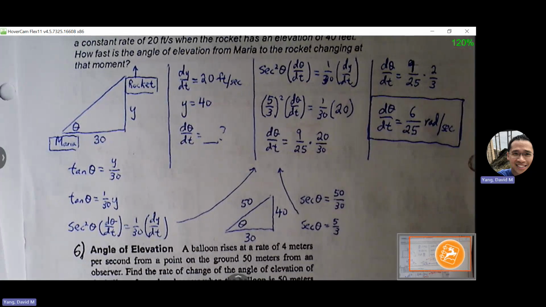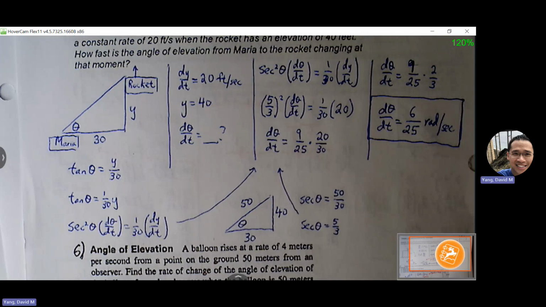Okay, so tangent theta equals y over 30. Same thing as tangent of theta equals 1/30th times y. Tangent's derivative is secant squared theta, d theta dt. 1 over 30th y becomes 1 over 30th dy dt. A half dy dt. I'm solving for d theta dt.